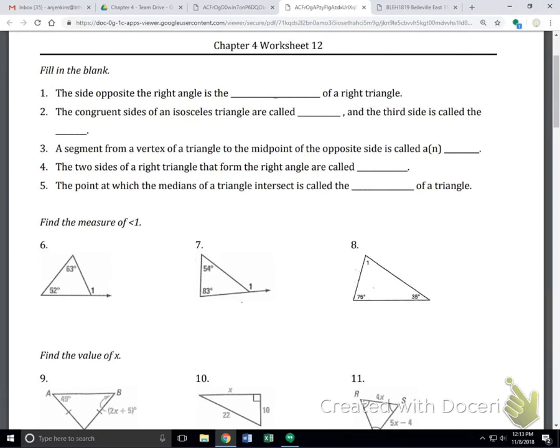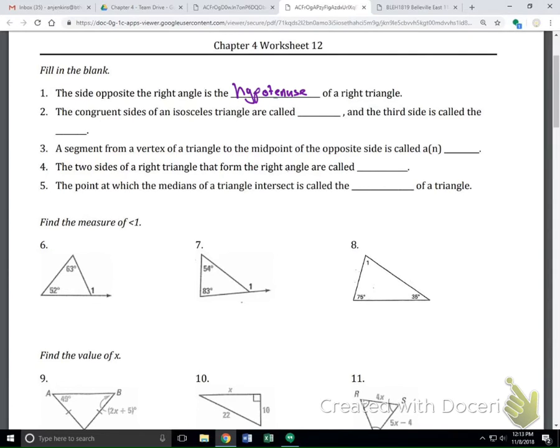Okay, so the side opposite of a right angle in a right triangle is called what? It's called the hypotenuse. Hypotenuse. All the vocab will be on the test. No. So now we spelled hypotenuse correctly.